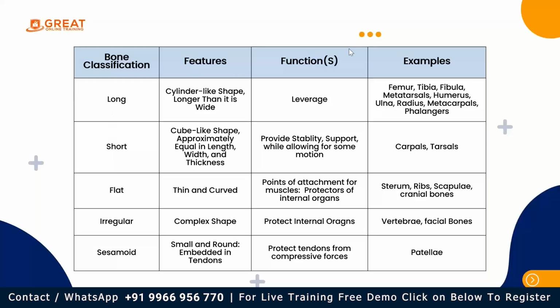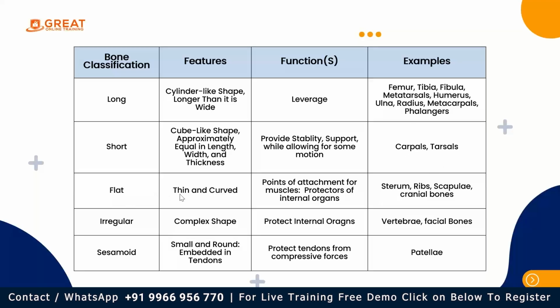So this is the classification of bones, their features, functions, and examples. Long bones are cylinder-like in shape, longer than they are wide. Their function is leverage, and examples are femur, tibia, fibula, metatarsals, humerus, ulna, radius, metacarpals, and phalanges. Short bones are cube-like, approximately equal in length, width, and thickness. They provide stability and support while allowing some motion. Examples are carpals and tarsals.